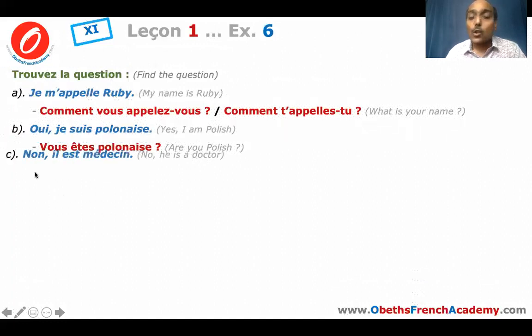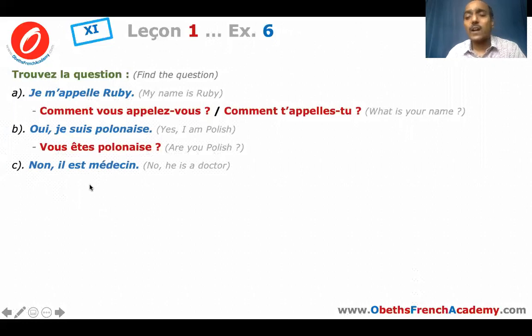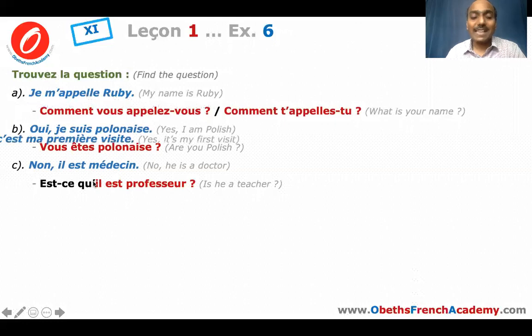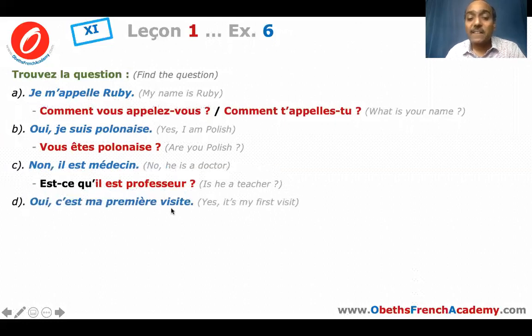Number 3, non, il est médecin. Now you're talking about third person. No, he is a doctor. So what question they would have asked for this person to say, no, he is a doctor? So they would have asked the question, est-ce qu'il est professeur? Is it that, that's a literal translation. Is it that he is a teacher? Or is he a teacher? No, he is a doctor. So, est-ce qu'il est professeur? No, il est médecin.